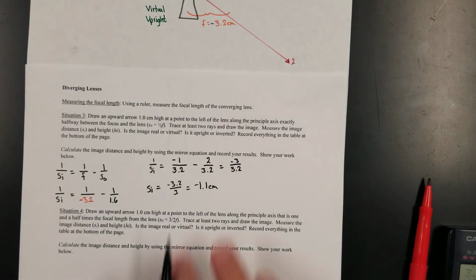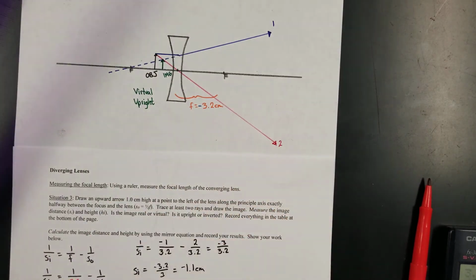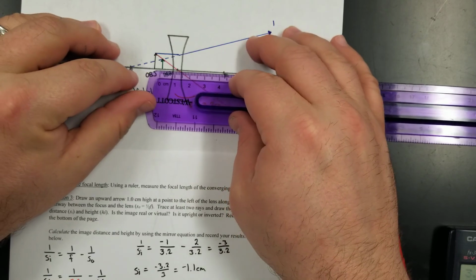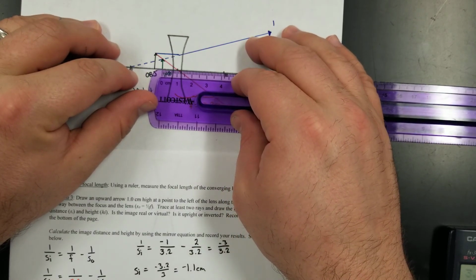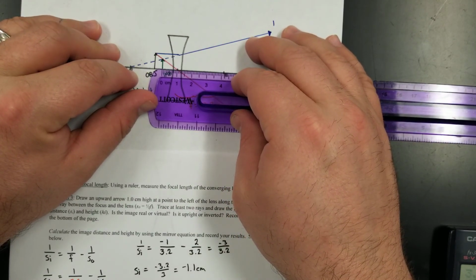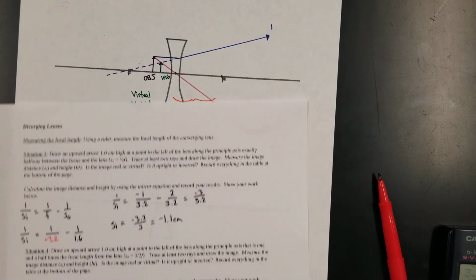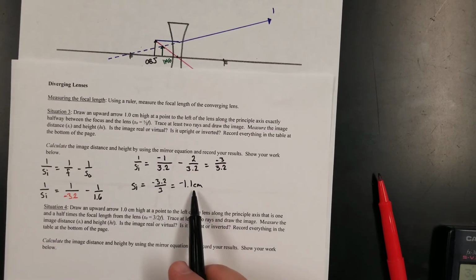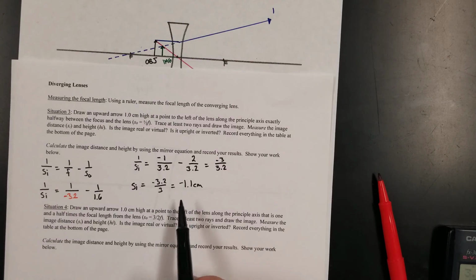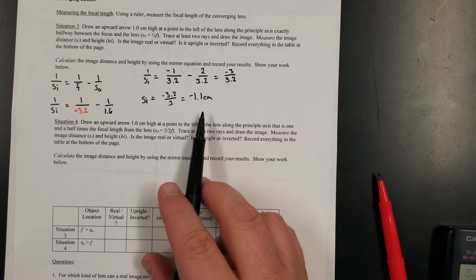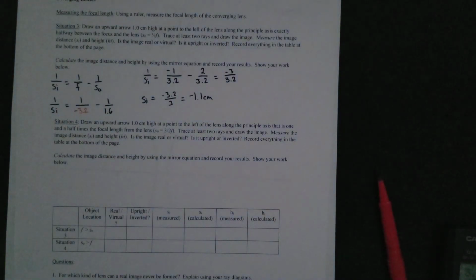So if I took my ruler and measured from the center to my image, I should get about 1.1. Let's check that real quick. Just a skosh under, like 1.05 or so. These are kind of difficult to draw because there's not a whole lot of space in there. It's kind of tight. The negative sign, again, tells us that we got a virtual image. So without doing the ray diagram, I can know that I got a virtual image because I got a negative image distance. And there go the lights in my classroom, of course.